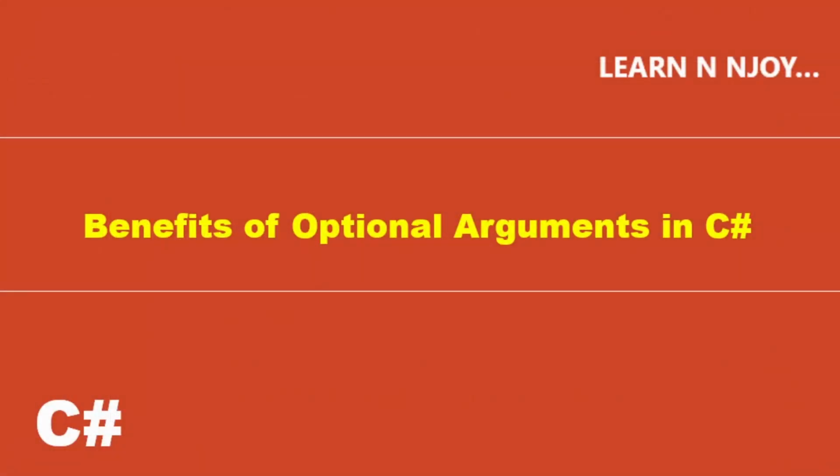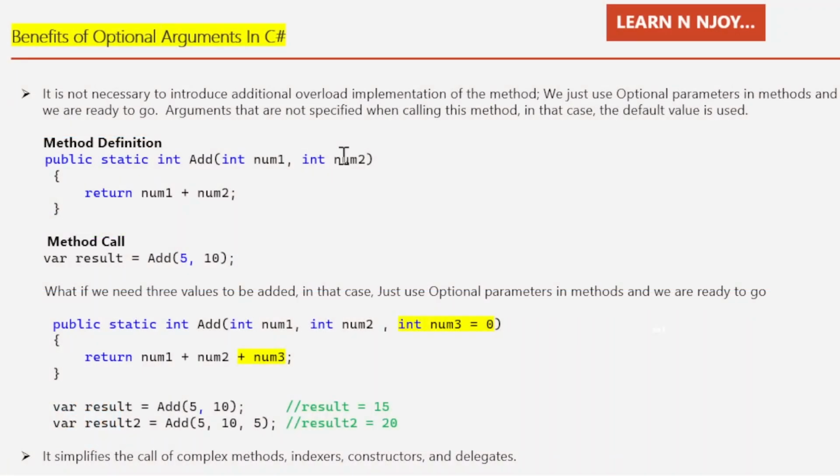Benefits of optional argument in C sharp. Now let's talk about the benefits of optional argument. The first and most important benefit is that it is not necessary to introduce an additional overload implementation of the method.